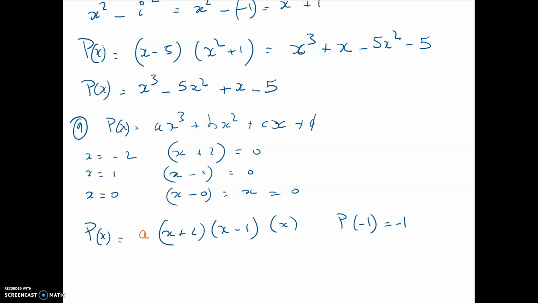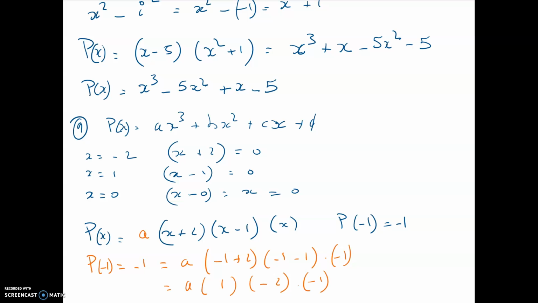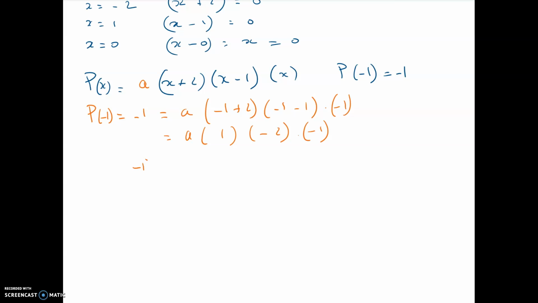So what do we do? That's pretty easy. We are going to substitute p of negative 1 by negative 1 inside my polynomial, and it will be equal to a times negative 1 plus 2 times negative 1 minus 1 times negative 1. That gives me a times 1 times negative 2 times negative 1. I end up having negative 1 equals negative 2 times negative 1, which gives me plus 2. 1 times 2 equals 2a. So I end up having a equals negative 1 over 2.